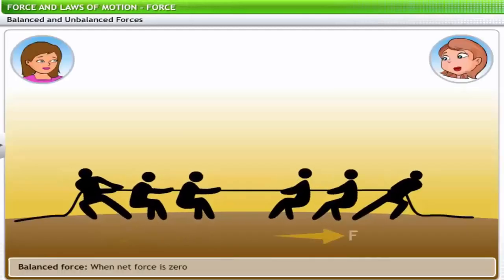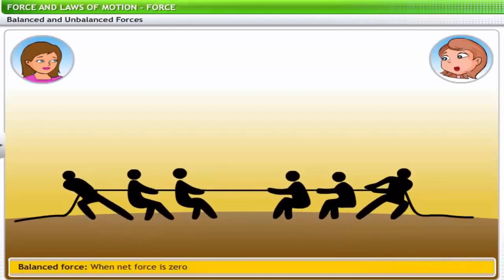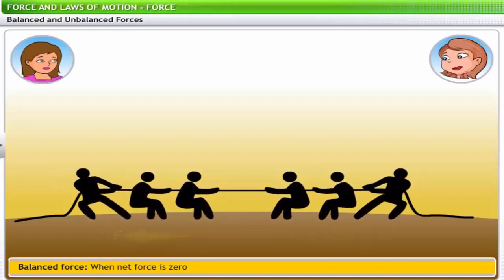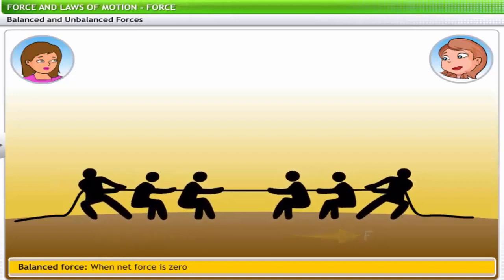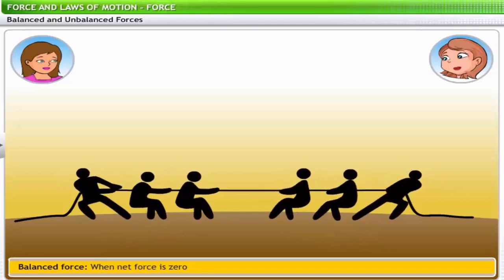In case of multiple forces acting on a body, when the net force is zero, the forces are known as balanced forces. For example, this game of tug-of-war. Doesn't look like this game is going to end. Neither of the teams seem to be making any progress. Yes, this game will have to be a draw, unless we do something to tip the balance of the force.